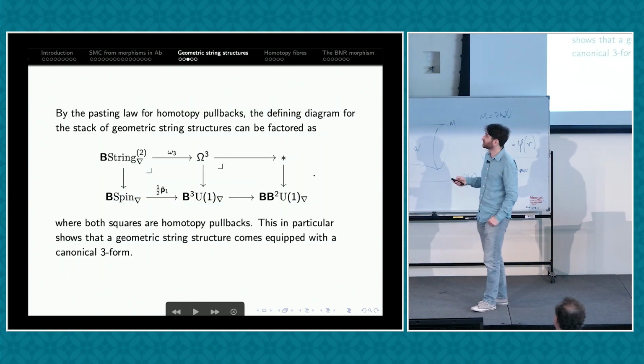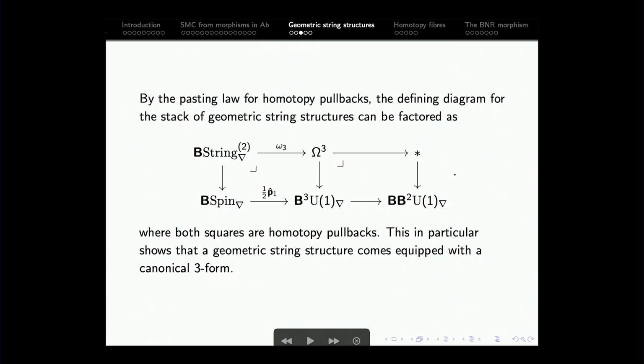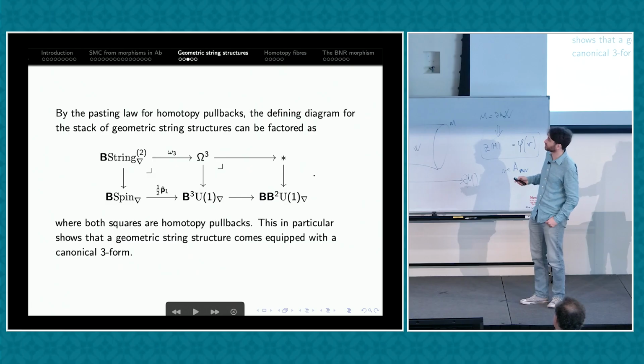Okay, so how can I think of this 2 case? In the 2 case, I start from here. I keep all of the connection data, and then I forget part of it. What I forget is precisely the 3-form part. So I can split this big pullback diagram into 2 pullback diagrams. So here is what remains when I forget the 3-part of the connection. And then I can read this part as a pullback diagram.